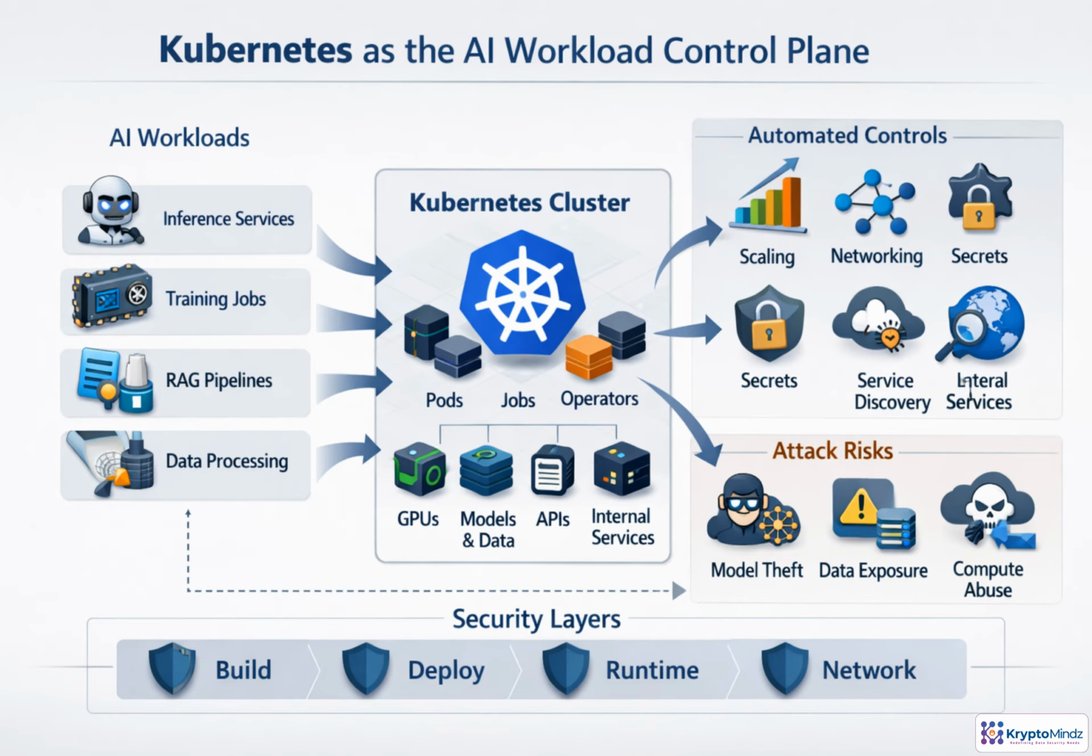Think of Kubernetes as the operating system for AI workloads. Inference services, training jobs, RAG pipelines, and data processing depend on it to place pods, reach services, scale capacity, and access secrets, GPUs, models, and data. That power is exactly why Kubernetes security matters. A weak policy, exposed service, overprivileged pod, or untrusted image can lead to model theft, data exposure, compute abuse, or lateral movement. Protection has to span build, deploy, runtime, and network.